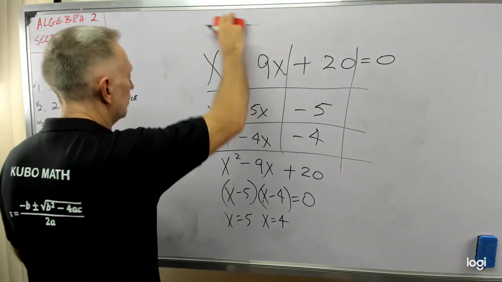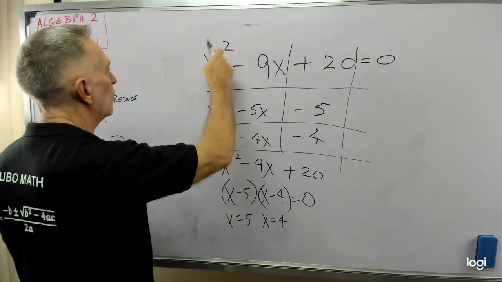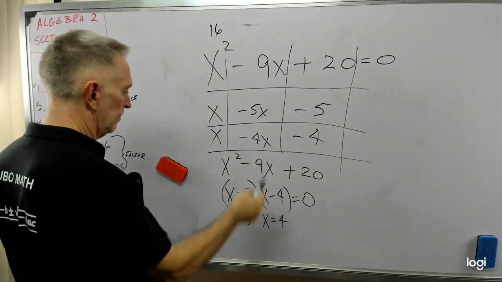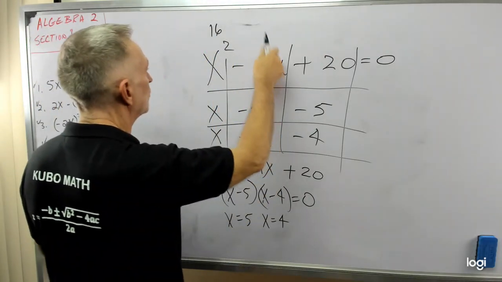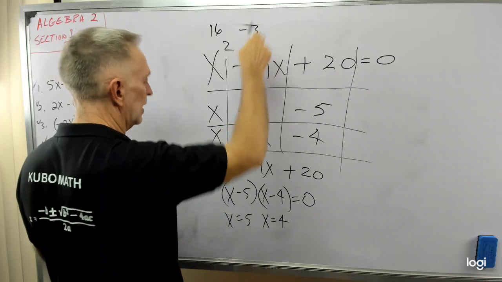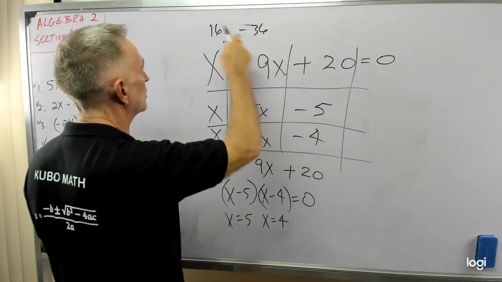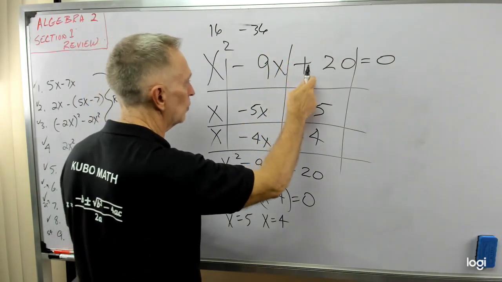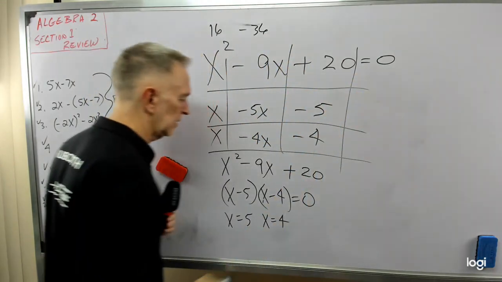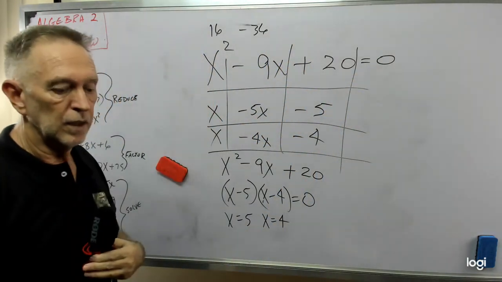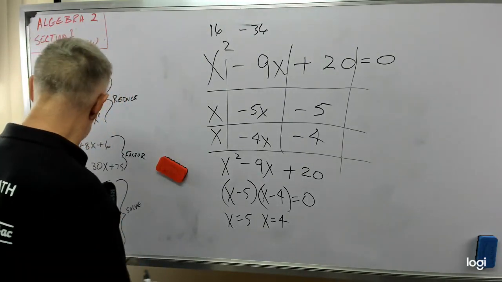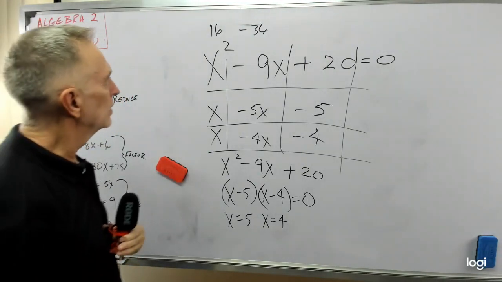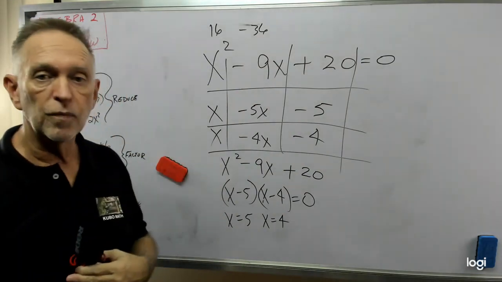Okay, let's try the 4. So 4 to the second power is 16. 9 times 4 is negative 36. 16 minus 36 is a negative 20. Negative 20 plus a positive 20 equals 0. So these were a couple of problems that worked out pretty good. So hopefully you like these.